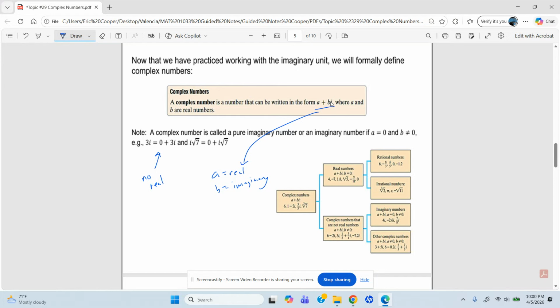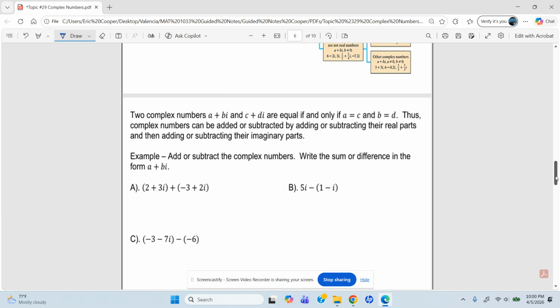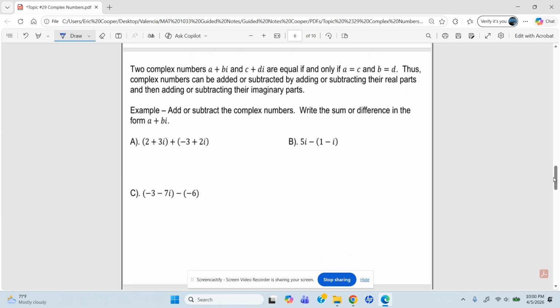Think of it like combining like terms. If we have 5 plus 2x, generally we like to write it as 2x plus 5, but now we're just going to put the 2x at the very end. Two complex numbers, a plus bi and c plus di, are equal only if a is equal to c and b is equal to d. Thus, we can add and subtract complex numbers the exact same way we add and subtract like terms. So in this case, we're just going to combine what's like.